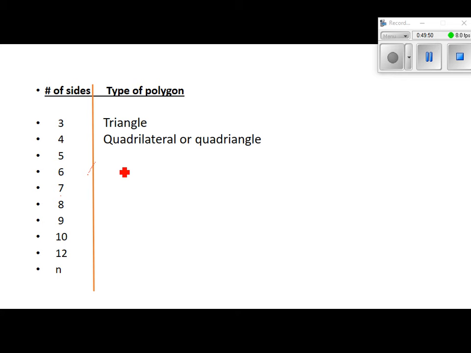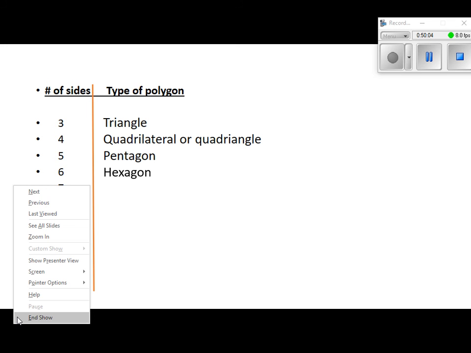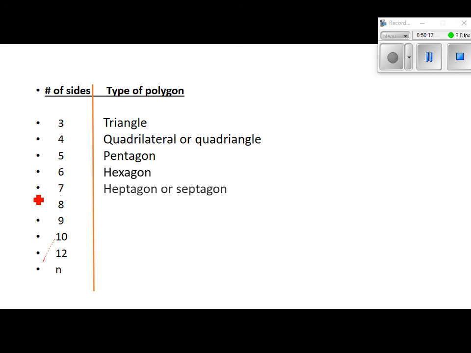Deca. What's the prefix that means 5? Penta. So for 5, it would be pentagon. What's the prefix for 6? Hex. Hexagon. For 7? Hept. Now, you don't see heptagon very often anymore because there's another prefix that means 7. Anybody know it? Septagon.